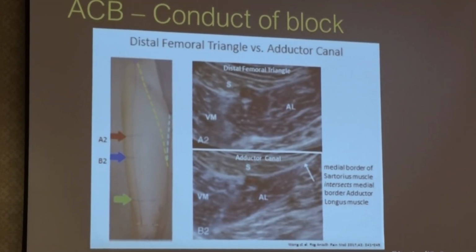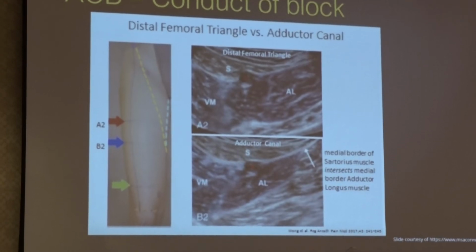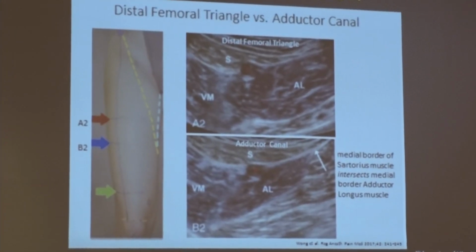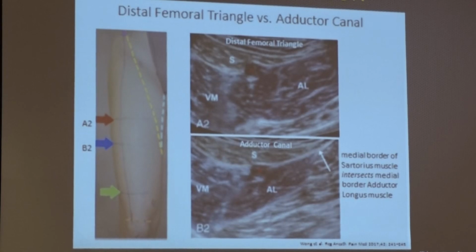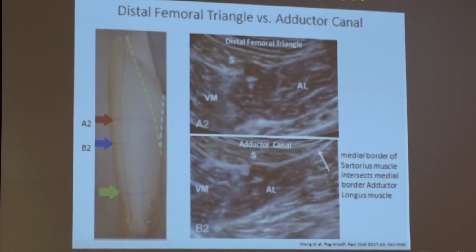So A2, B2. If you go at A2, you can see that the medial border of the sartorius is not well seen yet. So you go to B2, where the medial border of the sartorius muscle intersects with the medial border of the adductor longus muscle. That's where you inject. So there's no fixed point. The best way is to do dynamic scanning, scan around, look for this view, and inject.